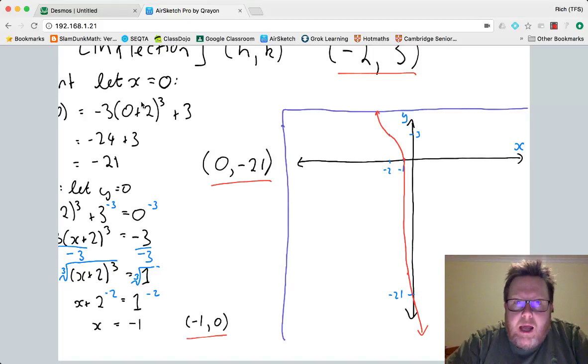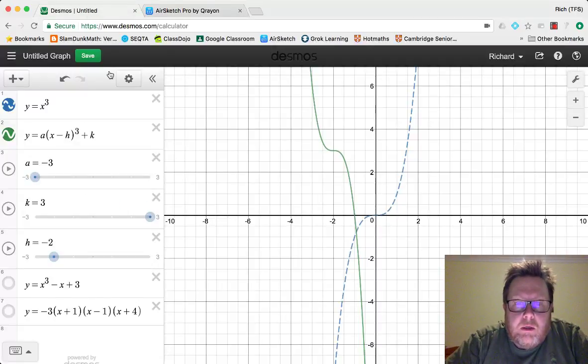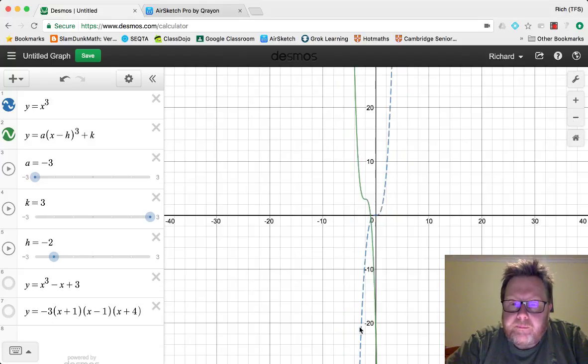Let's have a look at Desmos, and we'll see that what I've done here is roughly right. Okay, so if I'll just zoom out a bit so you can see that. Here we go. So -21's down here, inflection here, and away we go. So that's basically it for transformations. It's just a matter of if you can see a transformation, if the cubic is in transformed form, like so, then you know what you're looking for there.